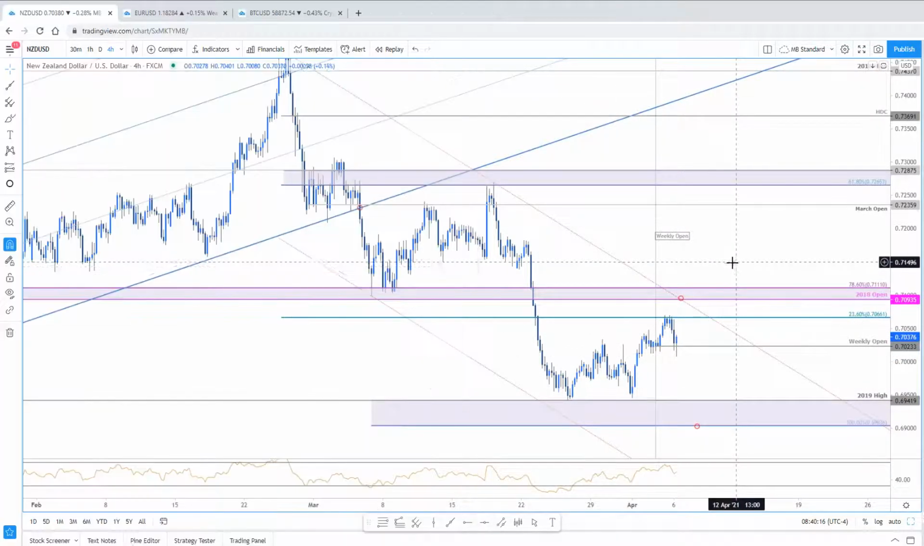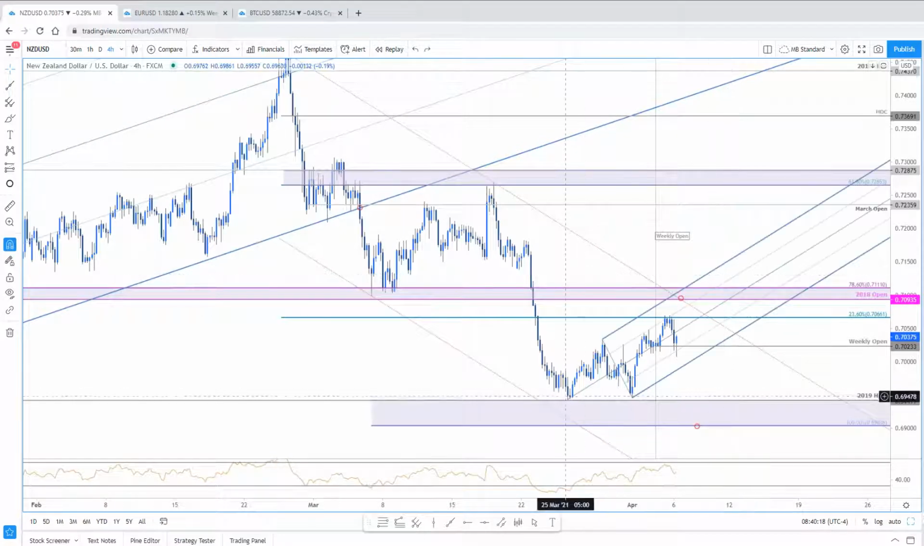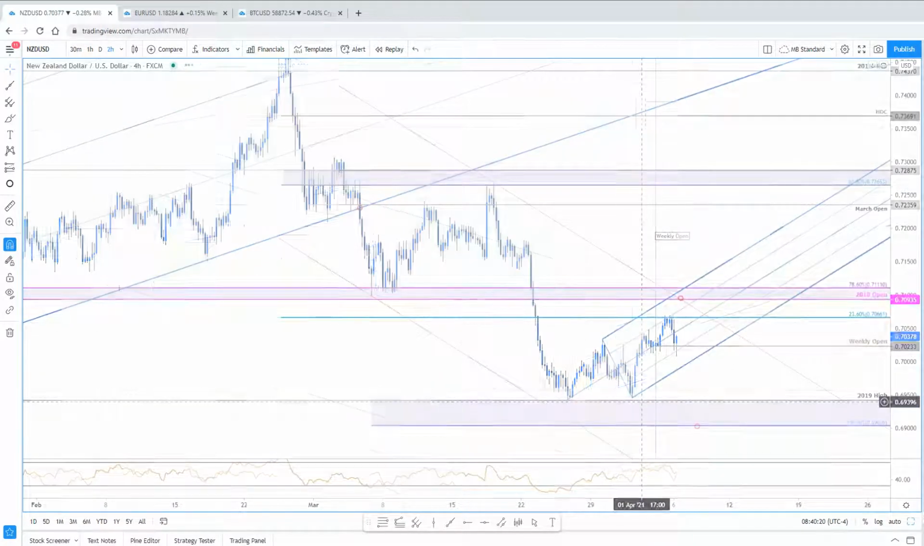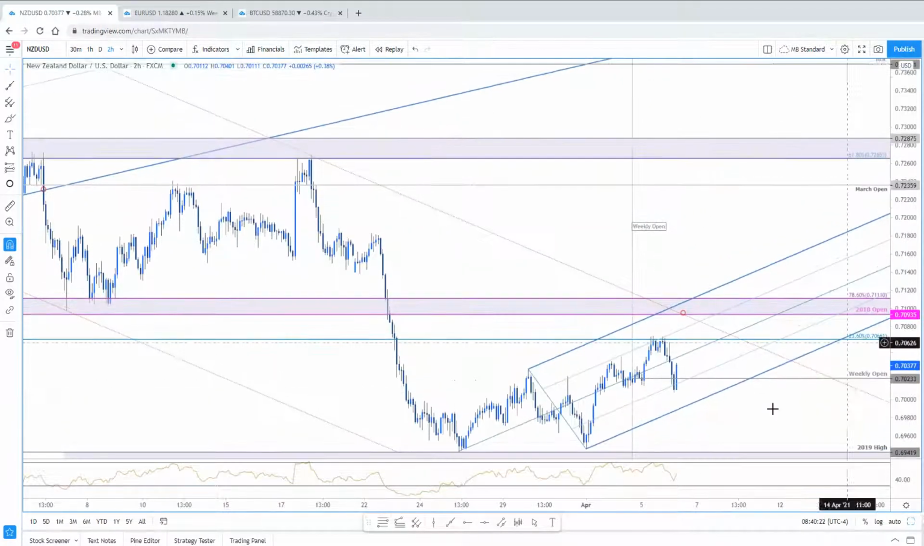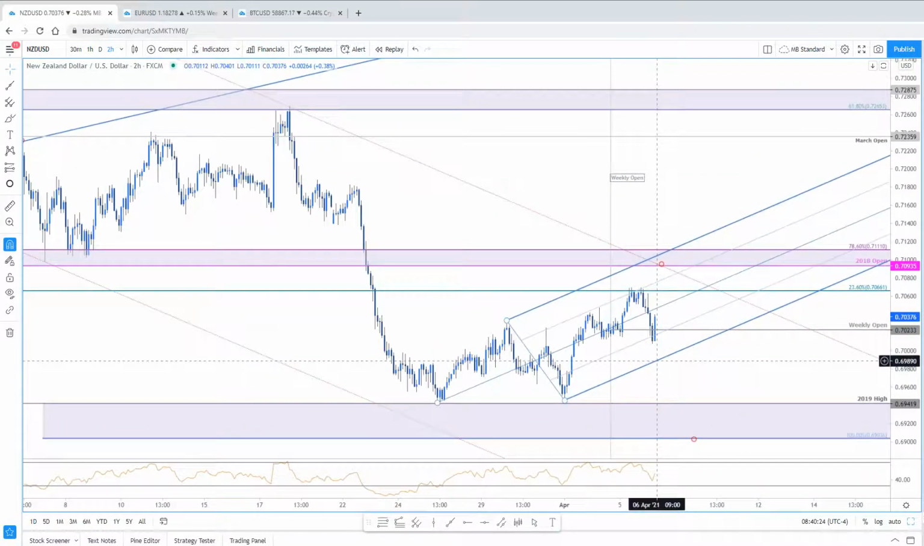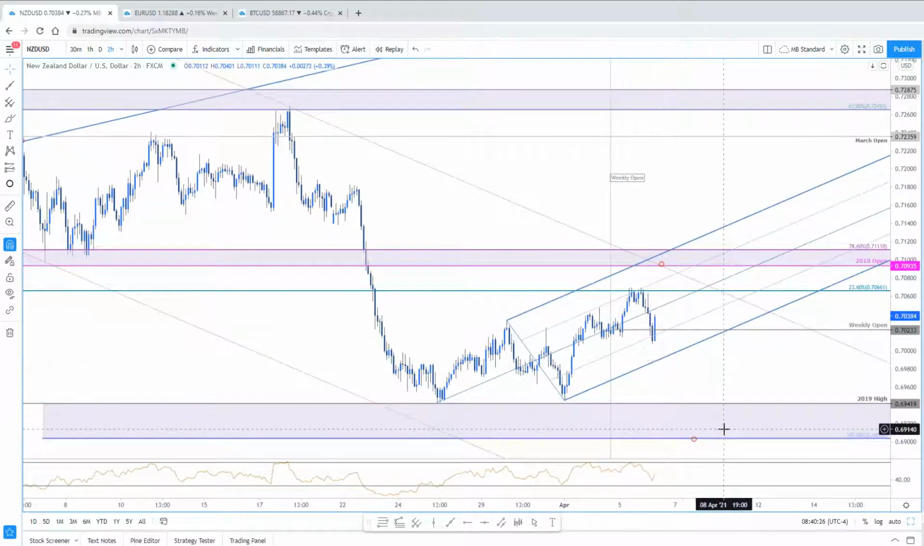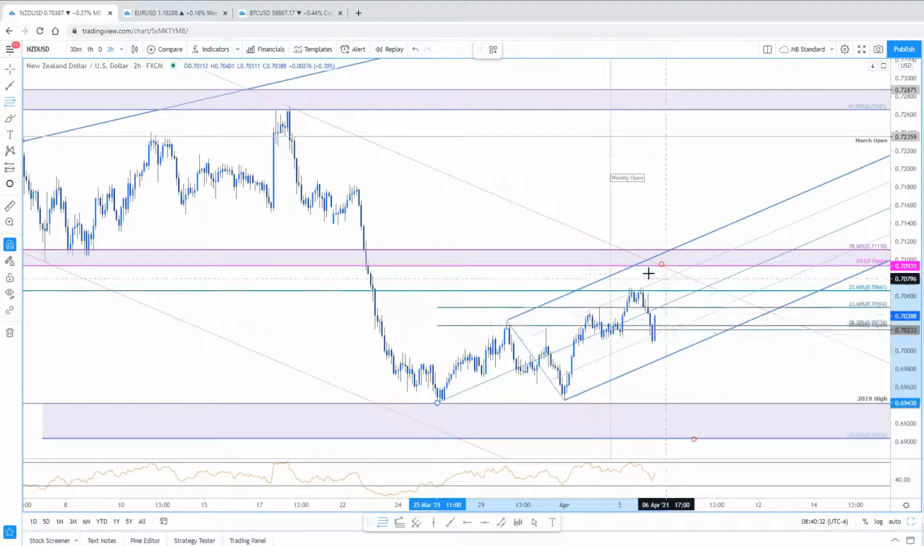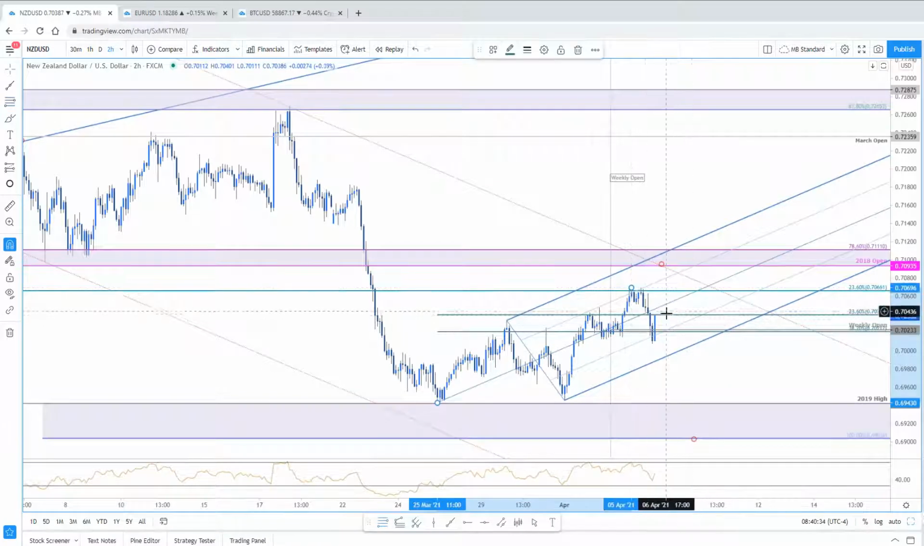If we add just a near-term slope off the low, I'll zoom this in again, it basically would suggest that we would need to break this to mark the resumptive move. If you add a retracement off the low, that level turns out to be the 618.